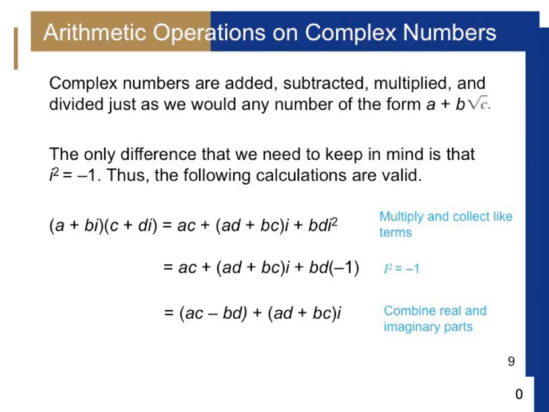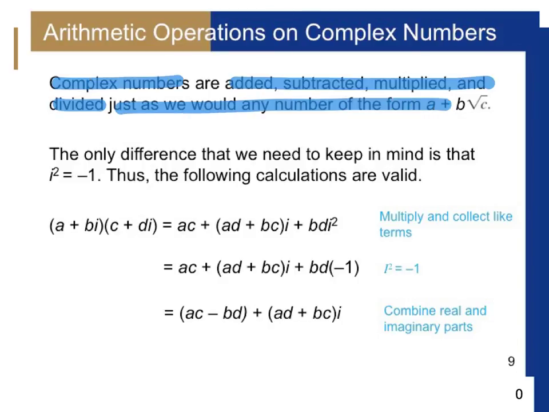Okay, so the key to remembering when we do adding, subtracting, multiplying, or dividing with complex numbers, we do those just as we would any number of the form a plus b times square root of c. Okay, so the only difference we need to keep in mind is that i squared is minus 1. So when you get an i squared, you change it to minus 1.